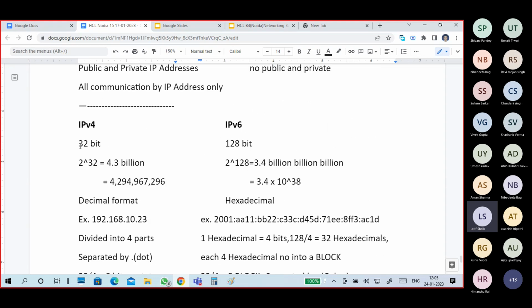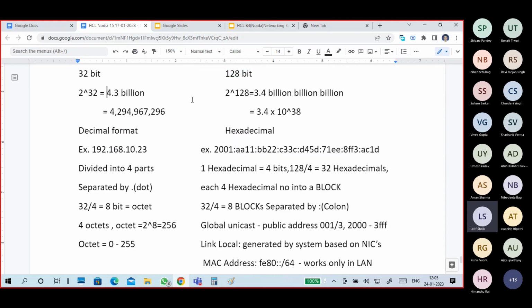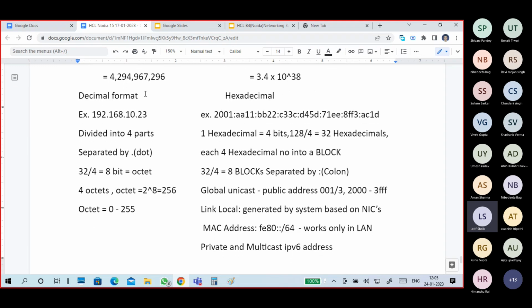Find out other differences if you can. Again, IPv4 is 32-bit, IPv6 is 128-bit. IPv4 has 4.3 billion IP addresses, IPv6 has 3.4 into 10 to the power of 38. We write IPv4 in decimal format and IPv6 in hexadecimal format. IPv4 is written like 192.168.10.23. In IPv6, we put colons between groups of four hexadecimal numbers.